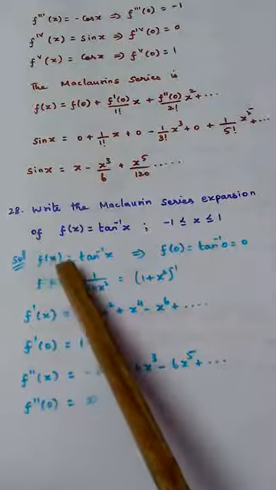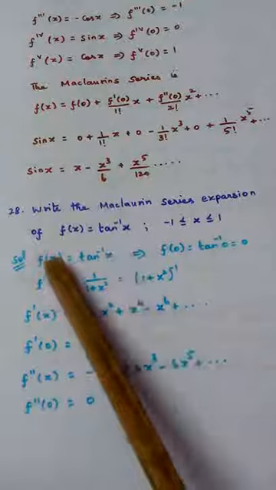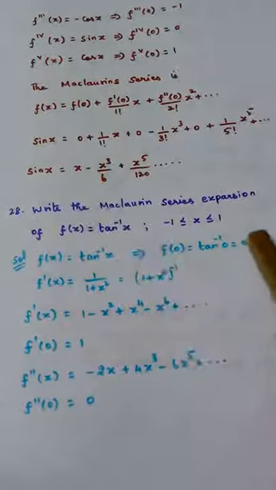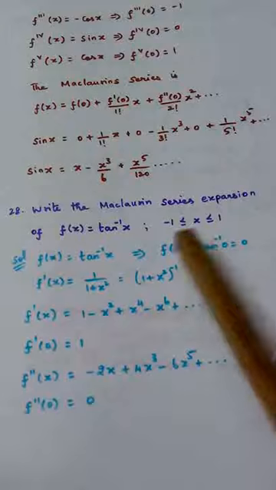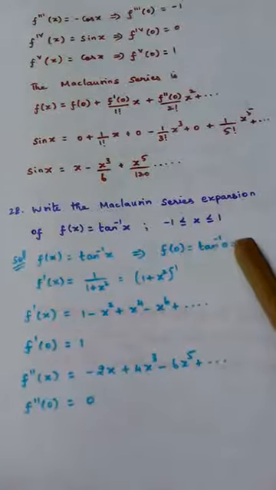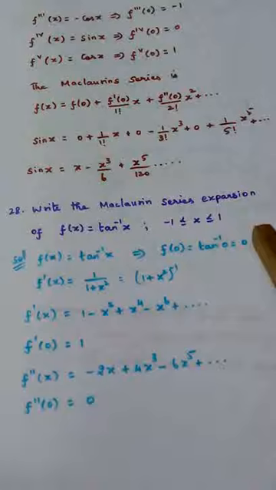So first we are taking this as f of x, putting 0 in place of x. So tan inverse 0, the answer is 0. Since the answer is 0 here, we still need to find 3 more non-zero terms.